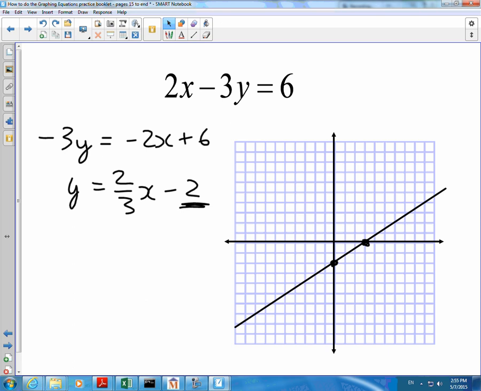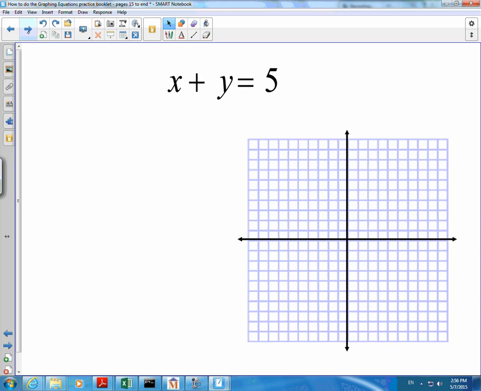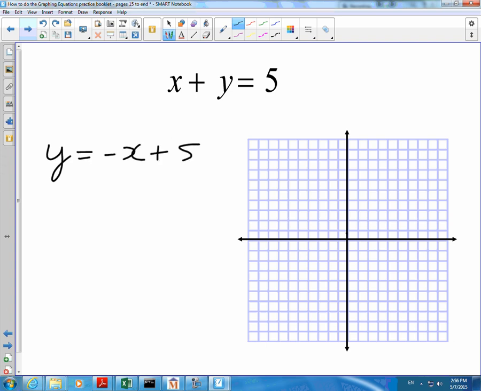Now, please remember that there is yet another way to graph from an equation like this, and we'll do that in a minute. But again, let's just finish those 2 other examples. Change that around, and you get y equals -x plus 5. So I start at 1, 2, 3, 4, 5, and I go down 1/1.